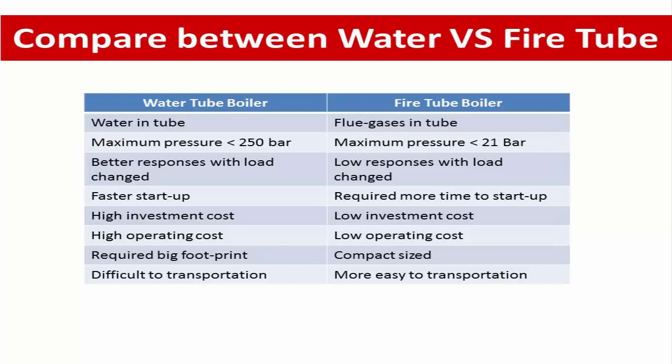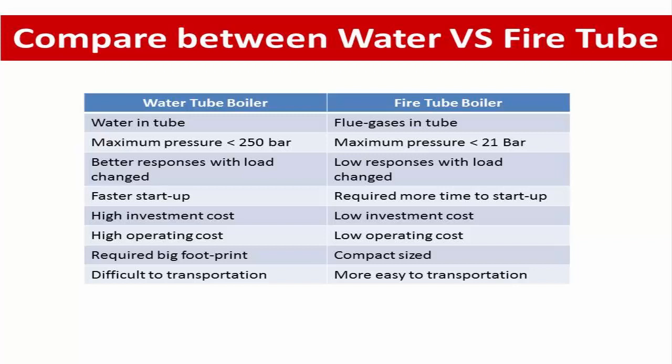Water-tube boiler, water in tubes. Fire-tube boiler, flue gas in tubes. Maximum pressure of the water-tube boiler is around 250 bar. Fire-tube boiler is only 21 bar. Water-tube boiler responds better to load change, but the fire-tube has a low response to load change. Water-tube has faster start up, but the fire-tube requires more time to start up.